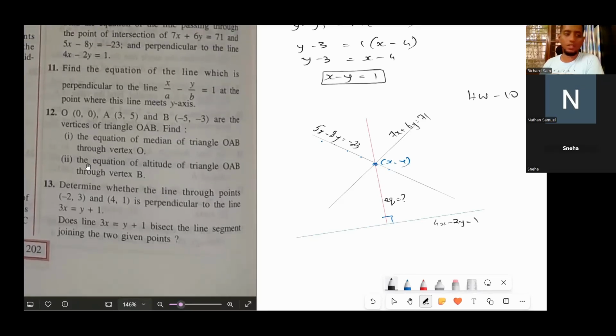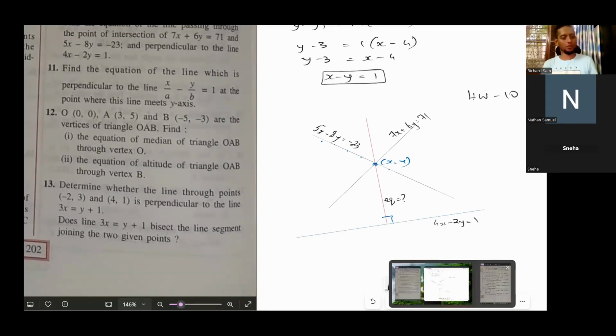Check in your book, what is the number? Is it 11? It's not there. It's not there? Okay, I'll put it on the group.